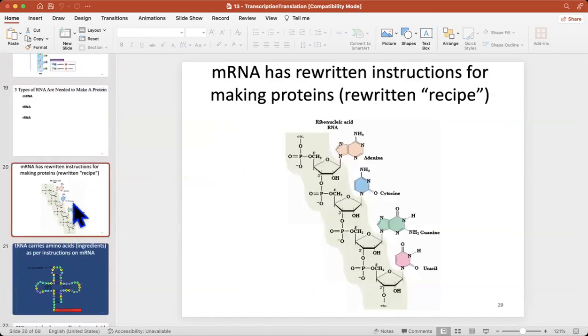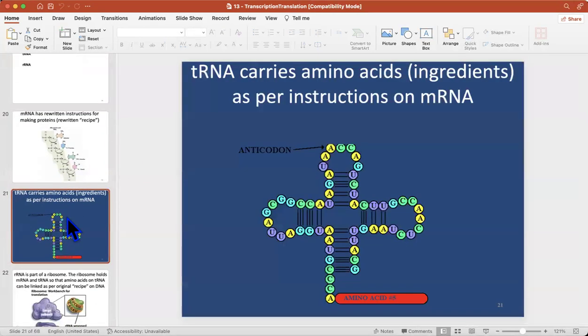So mRNA is the one that carries genetic information from DNA. It's like, okay, you write down a note from the DNA. And it's made of A, U, G, C, those 4 nucleic acids. So they are the written recipe from the DNA. And tRNA is called the transporter. So tRNA's job is to carry amino acid.